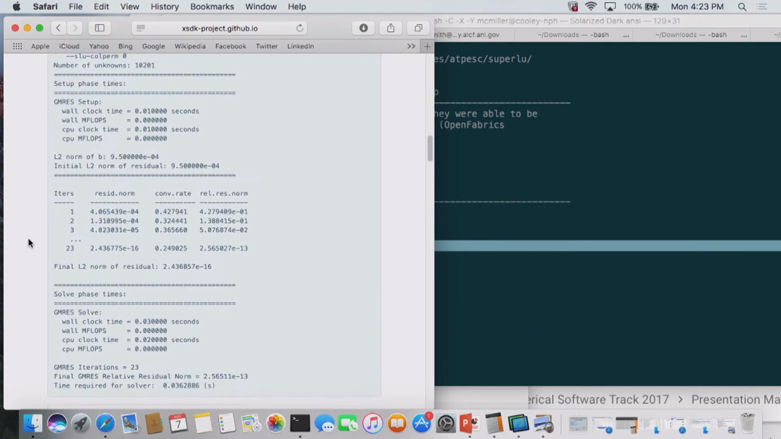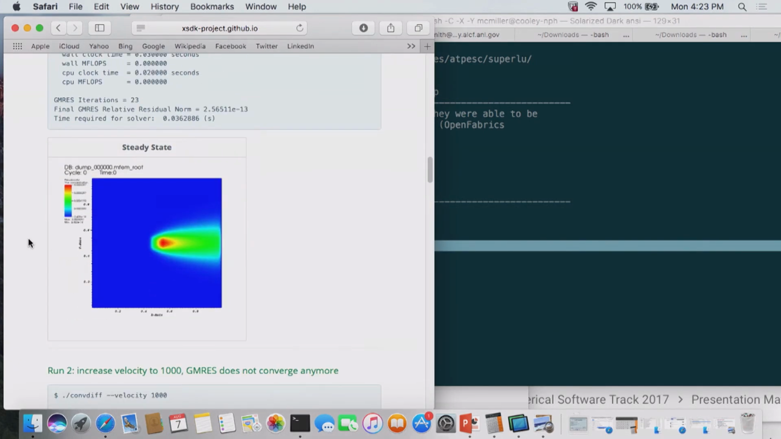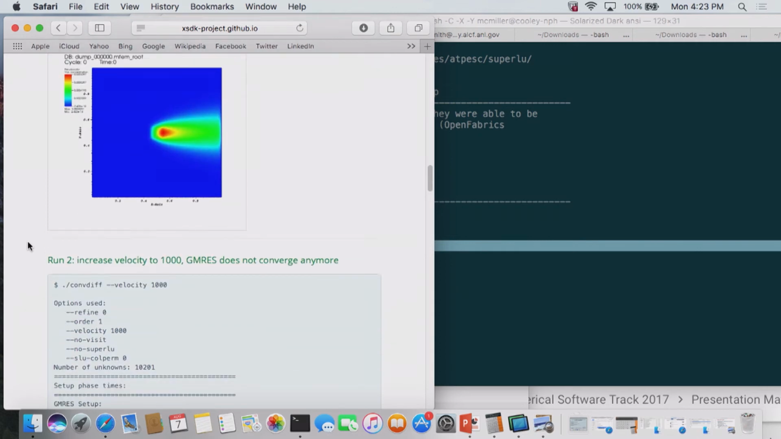Okay. And the result, that if we plotted in VisIt, and if we were doing live visualization, which I'd love to do, we could show you how to plot in VisIt. So now let's do that same run, except we're going to increase the velocity to 1,000, but still use an iterative solver and see what happens.